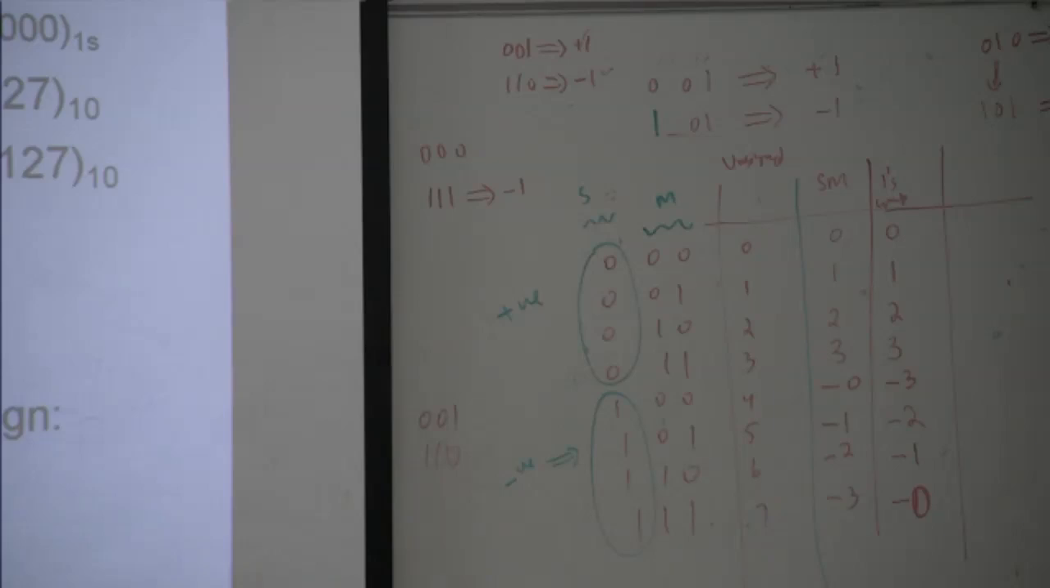So how can we get the 1's complement of a number? Given any n-bit number, just invert the bits. Simple. Either invert the bits or use this formula: 2 raised to the power n minus x minus 1. Got it?